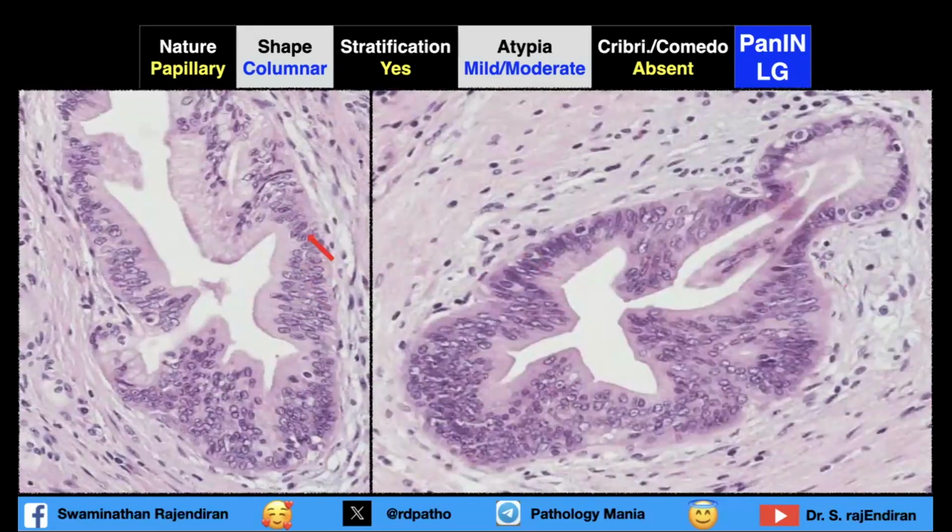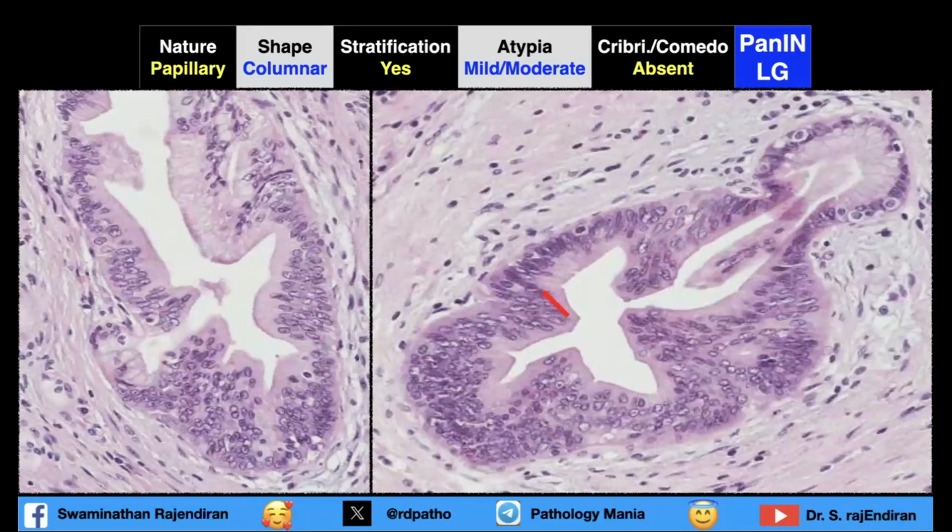Here also the stratification, columnar cells, the nuclei are not touching. They are trying to come, but they are not touching the top of the cells. But the polarity is maintained. Look at here, all the nuclei are traveling in one direction. Look at here, all the nuclei are traveling in one direction. There is no cribriforming or comedo necrosis. Here you can see nice low grade.